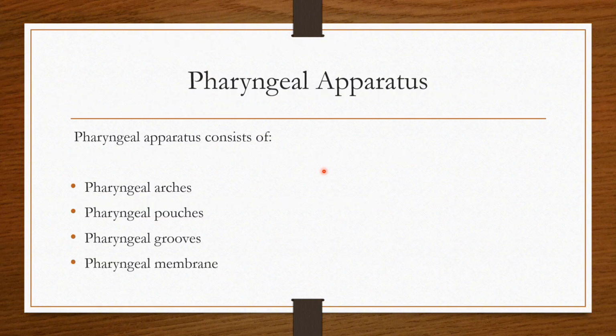So what is the pharyngeal apparatus? This pharyngeal apparatus consists of four components. These are the pharyngeal arches, the pharyngeal pouches, the pharyngeal grooves and the pharyngeal membranes.